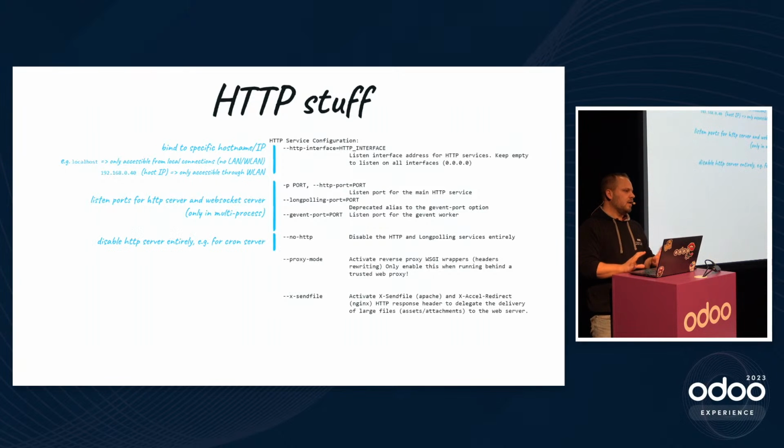No HTTP is basically if you want to have something that just runs locally, doesn't accept any external requests. If you ever deploy Odoo as a WSGI application, you might want to use it. But honestly, I've never seen this in the wild. I'm sure some people do it, but personally, I don't see a lot of use for it.